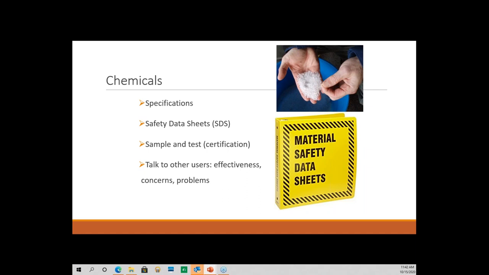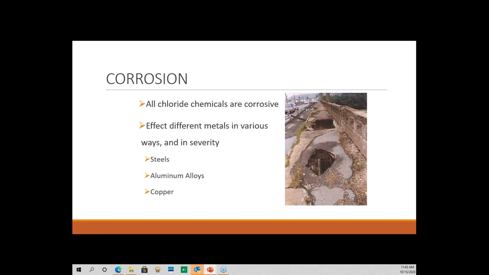Also talk to your neighbors. One of the best things you can do is talk to your DOT. Your DOT has an extensive testing program. They also have a certification program for all those chemicals. So you need to talk to your DOT and find out which chemicals they find most effective for your area and your type of activity. So be sure to talk to the DOT for those items.